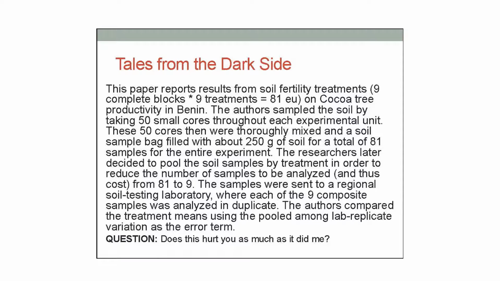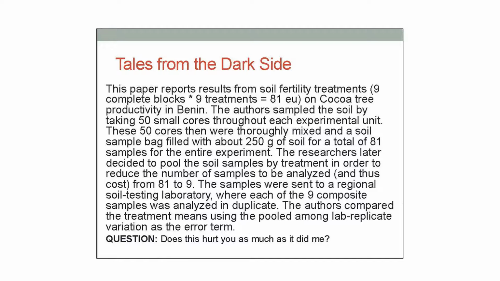So what these guys did is they had a beautifully designed experiment. They had 9 blocks, so it was an RCB experiment, 9 treatments, so they had 81 experimental units, and the response variable was related to soil. So what they did is what we commonly do in soil science. You have a plot, and then you take a whole bunch of samples, then you make a composite, mix it, and that will represent that plot.